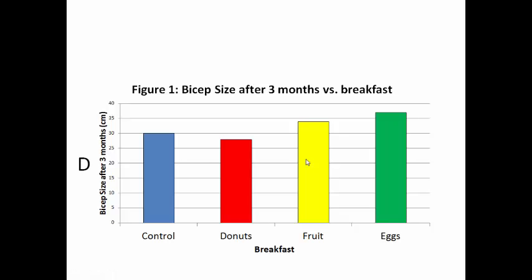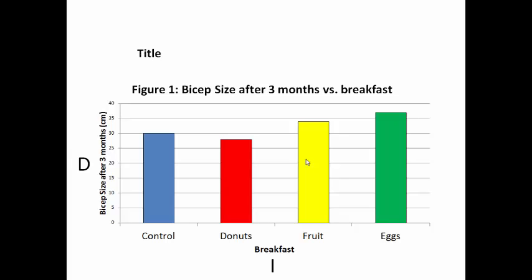And you will see our dependent is on the y-axis. That's what we measured, the bicep size. And you guessed it, the independent is on the x-axis. All of these things, these are what we changed. We changed what was eaten for breakfast, so that's the independent axis.